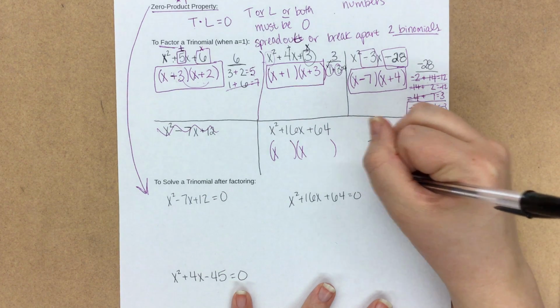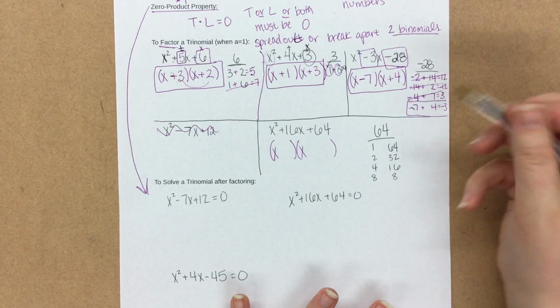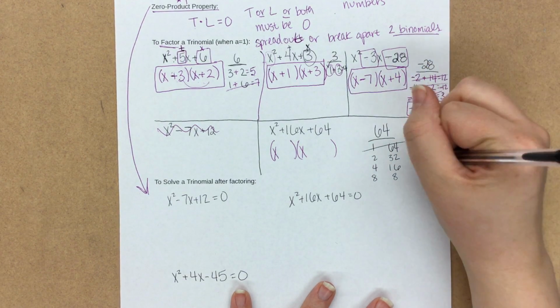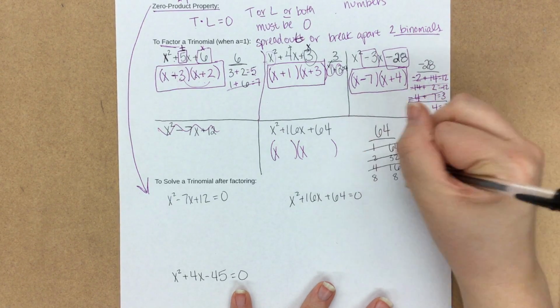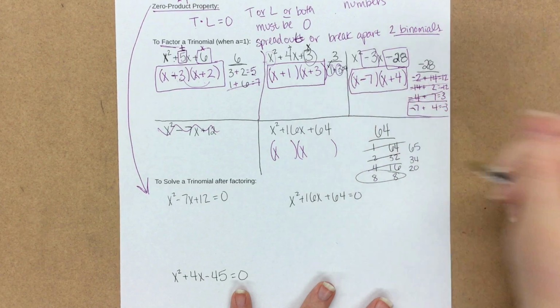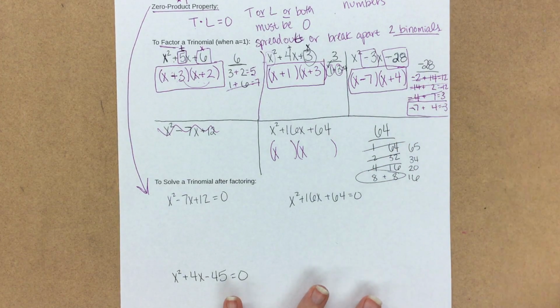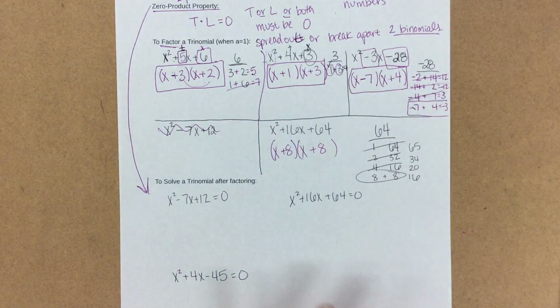And then there's 8 times 8. There's probably more, but I'll stop there for a second. So if 1 and 64 gives me 65, that's not it. This would be 34, that's not it. This would be 20, nope. 8 and 8, that gives me 16. Okay. So I'm gonna have x plus 8, x plus 8.